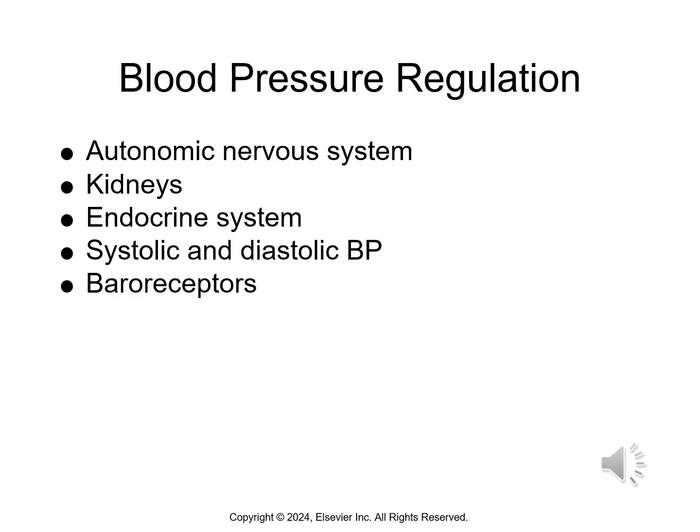Baroreceptors in the arch of the aorta and at the origin of the internal carotid arteries are stimulated when the arterial walls are stretched by an increased blood pressure. Impulses from the baroreceptors inhibit the vasomotor center, which is located in the pons and the medulla of the brain. Inhibition of this center results in a drop in blood pressure.